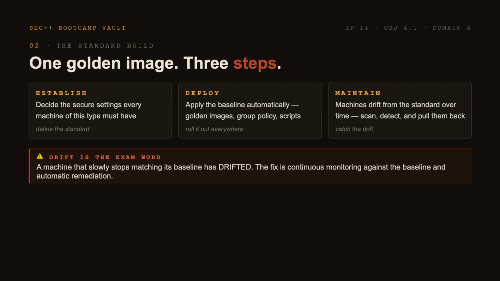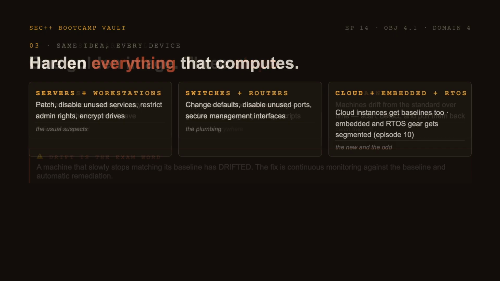Drift is the exam word. When a machine slowly stops matching its baseline, that is drift, and the fix is monitoring plus automatic remediation. Hardening targets. The moves are the same everywhere, adjusted per device. Servers and workstations. Patch, disable unused services, restrict admin rights, encrypt drives.